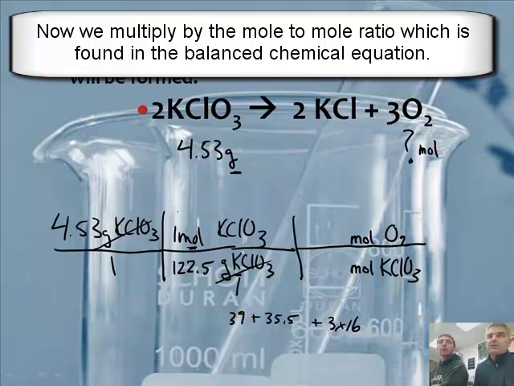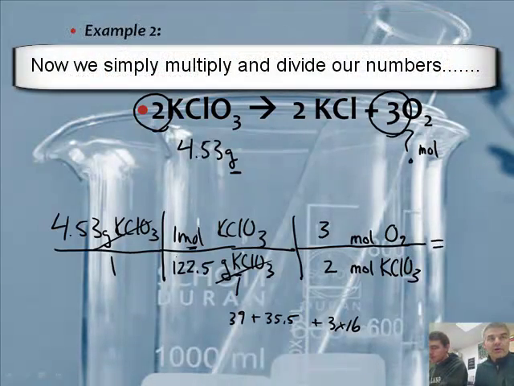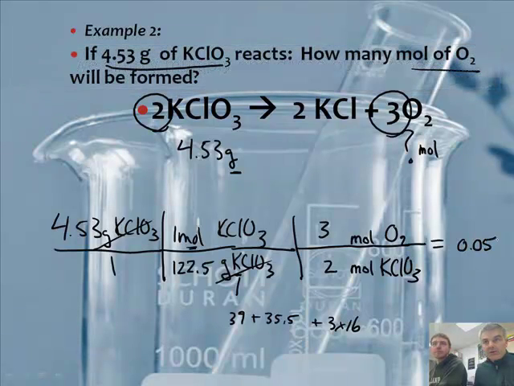Now, where do I find that number? I don't see that anywhere. That comes from the balanced equation. 2 to 3. Now, the 2 goes with the KClO3, and the 3 goes with the oxygen. So now, multiply on top and divide on the bottom. So 4.53 times 3, divided by 122.5, divided by 2 equals 0.0555. And that will be moles of oxygen.